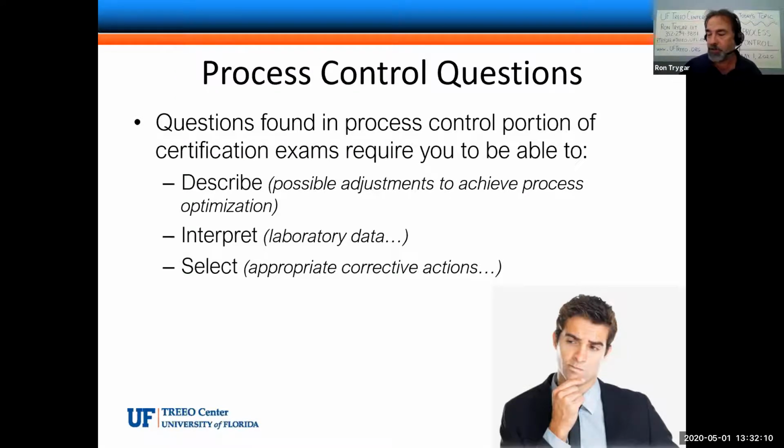The word shown here, describe, would mean describe possible adjustments that would help to achieve process optimization. We also see where it says interpret: interpret laboratory data, interpret size of the flock, interpret conditions that are happening in the settling of the jar test, interpret those things. Select the appropriate corrective actions.